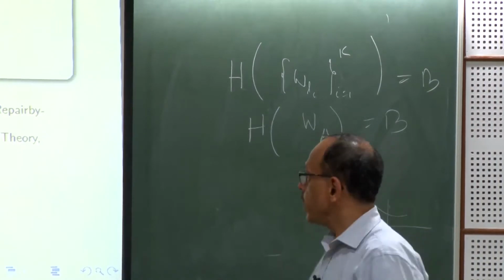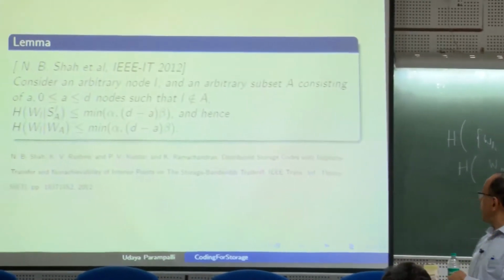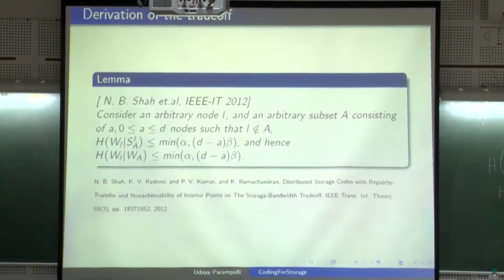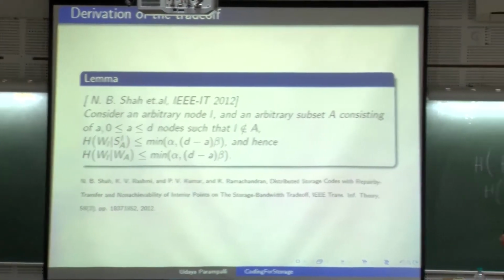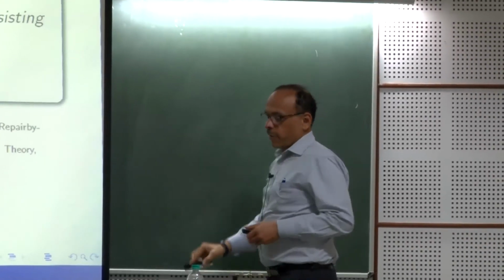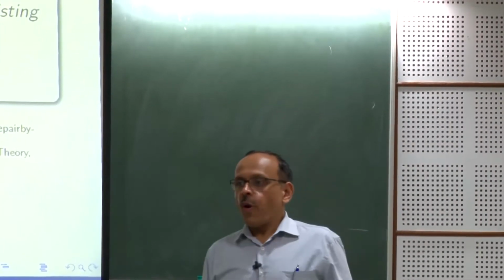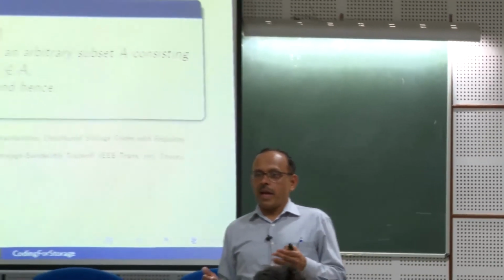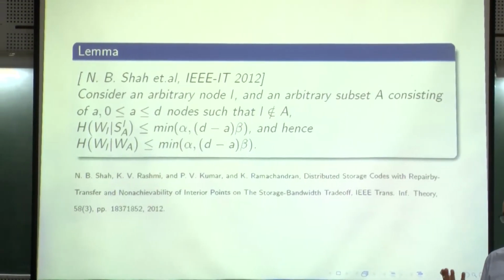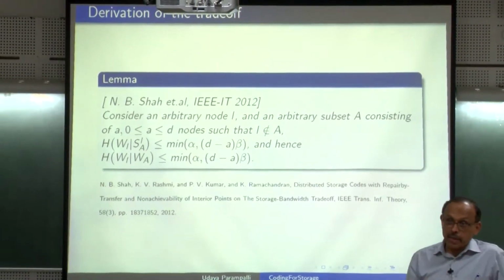You can also go through it: consider an arbitrary node L, and an arbitrary subset A. Remember, even in the previous information flow graph, for the min cut we would always choose whichever of alpha and d minus that one is minimum, and include it in the min cut. So, to get the final result, a similar thing will come.